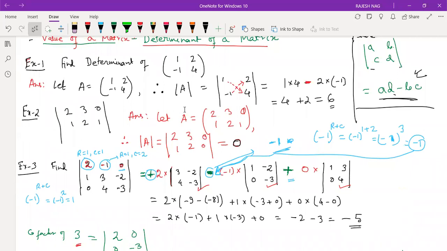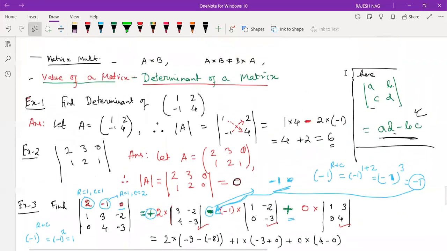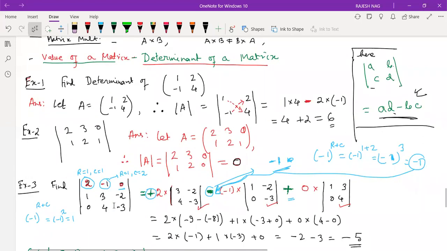Finding determinant is very important. A 2 by 2 determinant like this, a b c d, is ad minus bc, and 3 by 3 is using cofactors. Obviously applying the rule of 2 by 2, but cofactor calculation and that concept are needed.